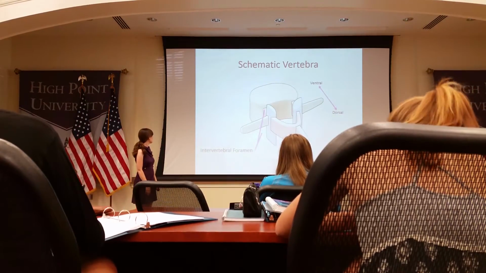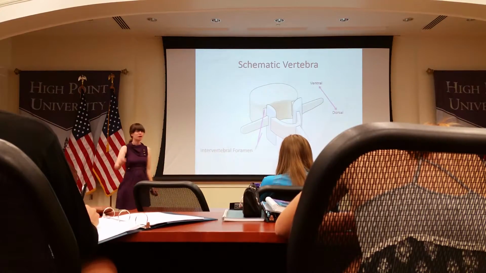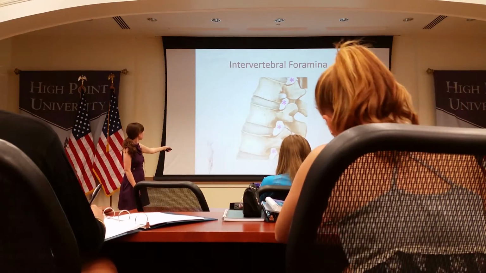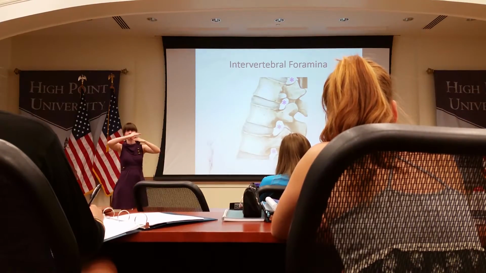And then we also have an intervertebral foramen. So it doesn't make a ton of sense when we're looking at a single vertebra, but when we put them together, you actually have those notches of the adjoining vertebrae that form the intervertebral foramen. So it's actually formed by two on top of each other.